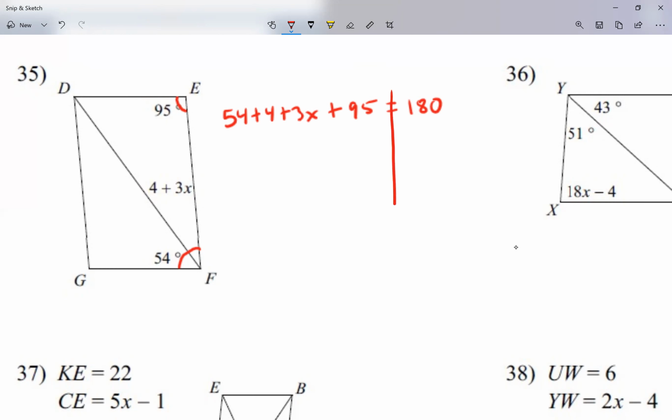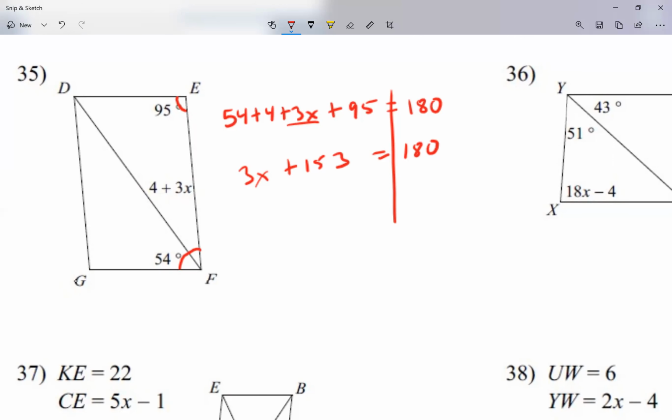Let me separate them through the equal sign. So when it comes to letters, just letters, I have 3x. When it comes to numbers, I'm going to go 54 plus 4. Use a calculator if necessary. So I'm going to go 54 plus 4 plus 95, and I get 153. And this is equal to 180. So 3x plus 153 equals 180.